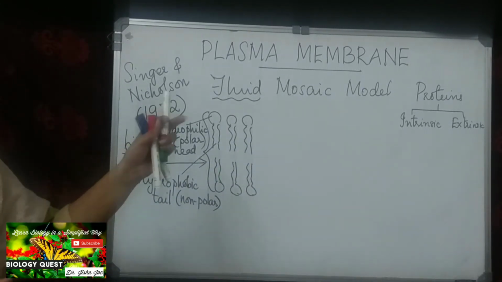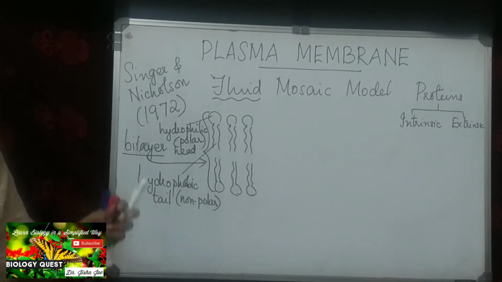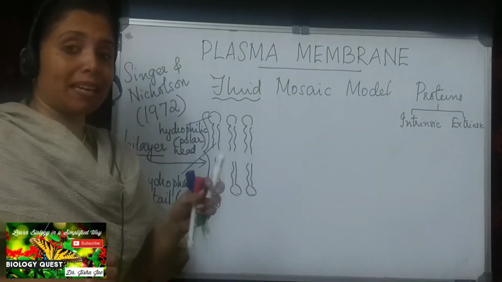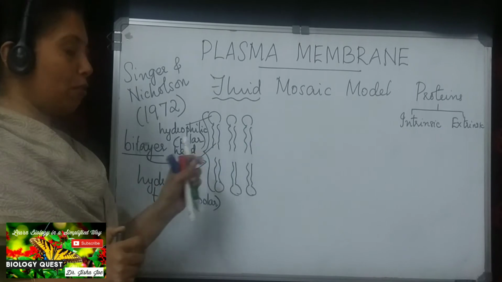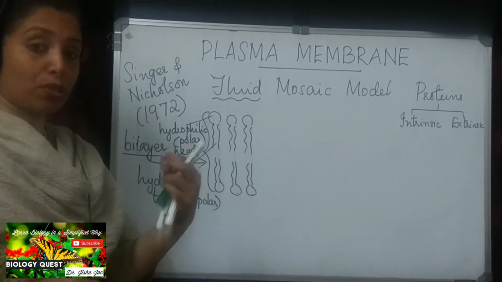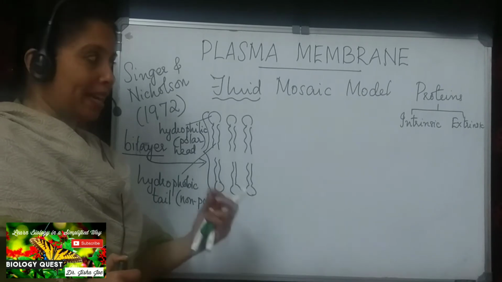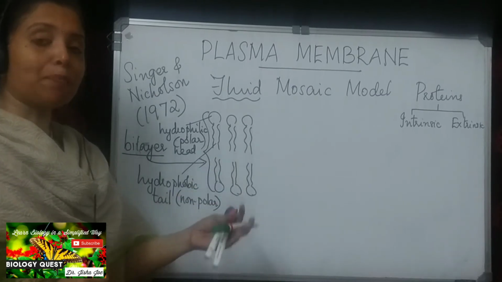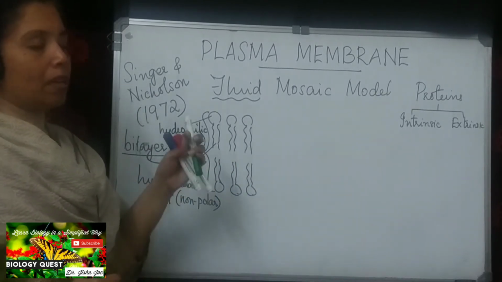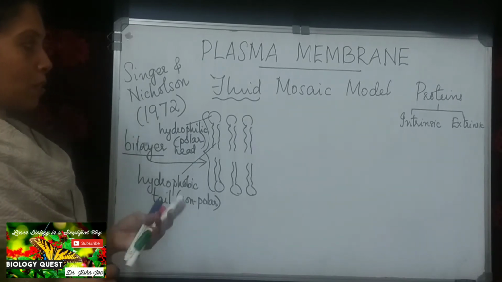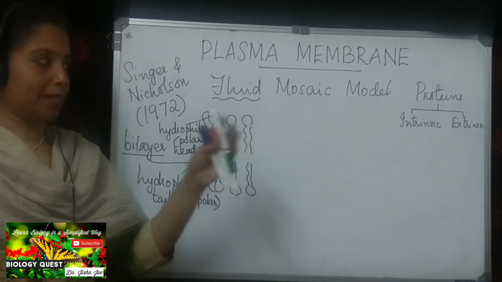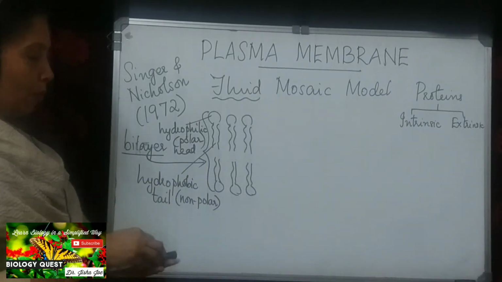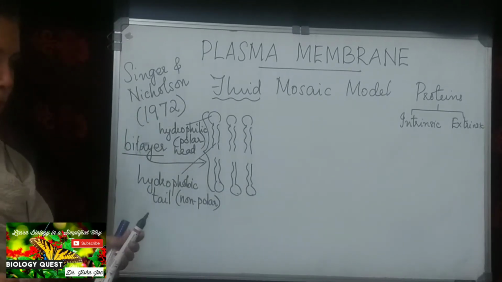This classification of the proteins is based on the ease of extraction. Intrinsic proteins, as the term indicates, are embedded in the phospholipid bilayer, and it is difficult to extract them. Extrinsic proteins are peripheral proteins, and they can be easily extracted from the phospholipid bilayer. So we are going to draw the intrinsic proteins now.